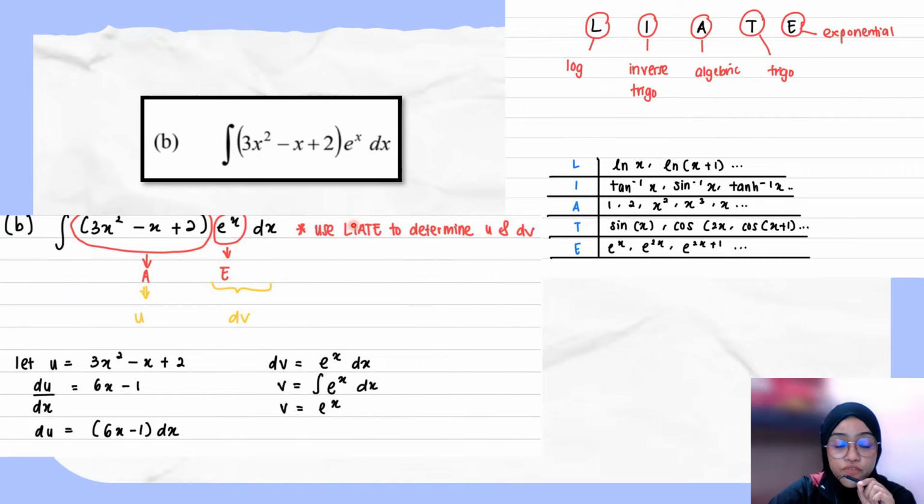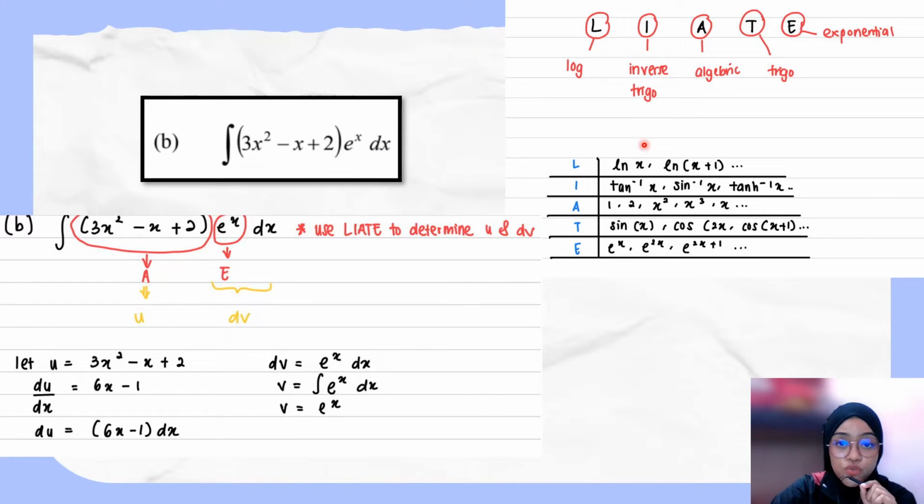Okay, next we will move to question B, which is the integral of (3x squared minus x plus 2) e^x dx. First of all, we have to identify how many functions there are here. There are two functions. The first function is 3x squared minus x plus 2, and the second function is e^x.